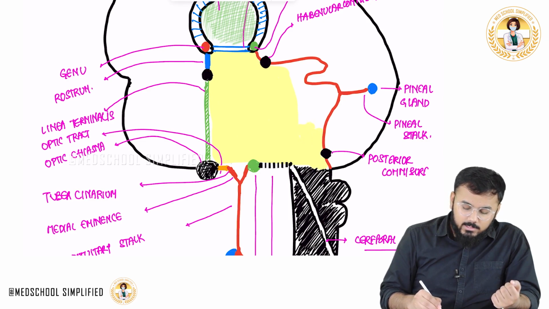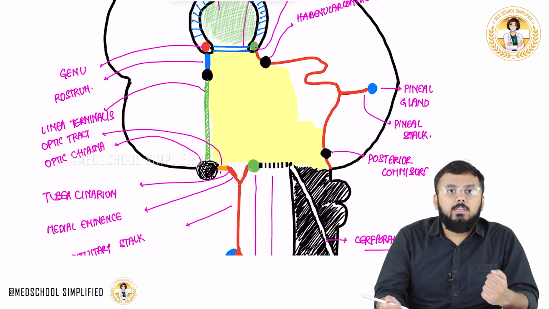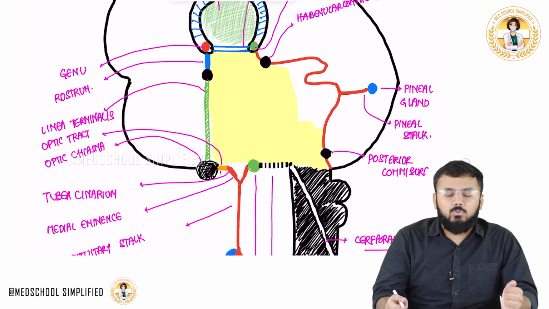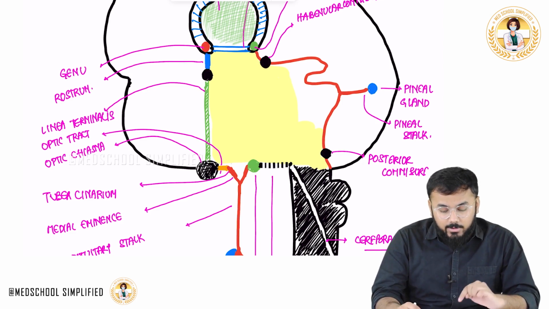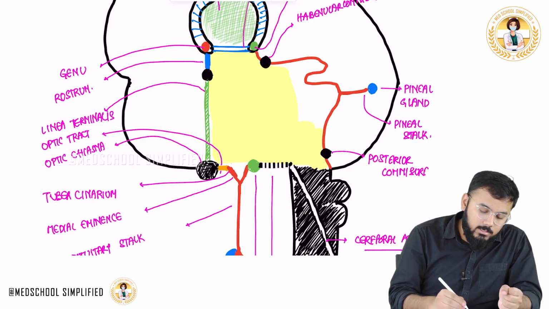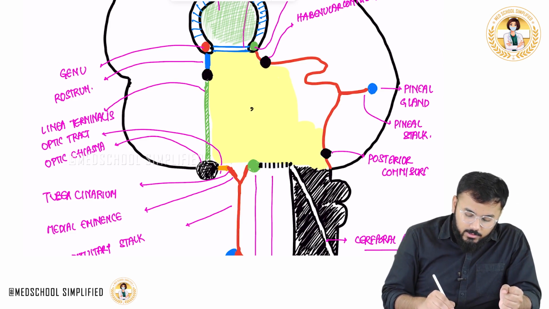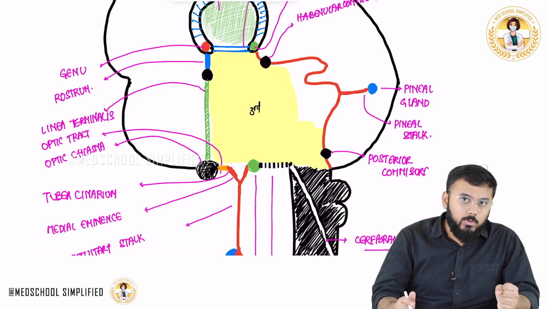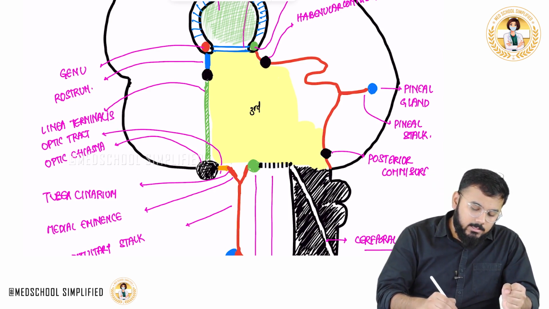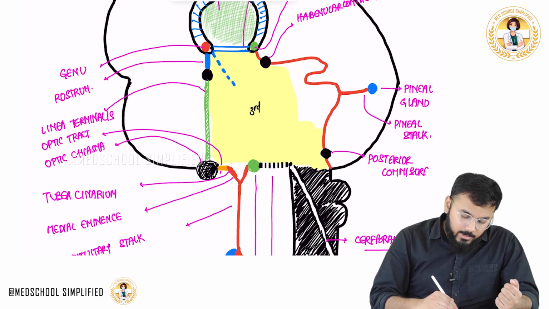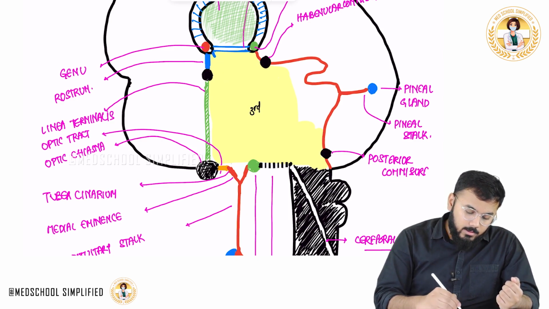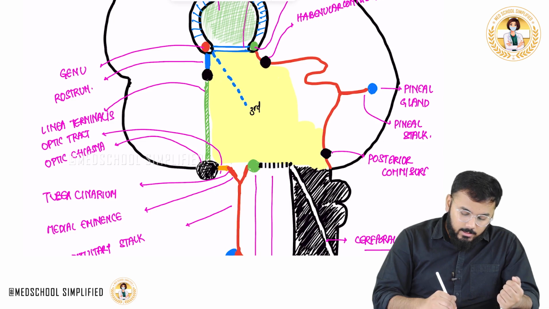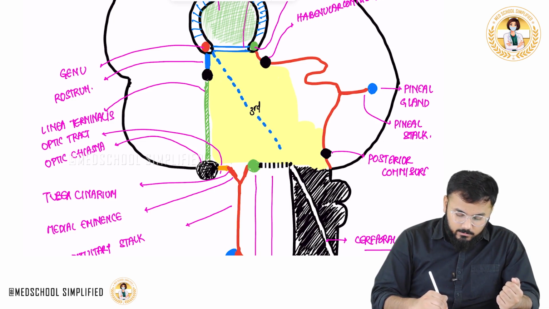You see this cavity? This cavity is nothing but called the cavity of the diencephalon. So this is what is called your diencephalon or cavity of the third ventricle. Okay, so this is your cavity of the third ventricle. Now what I am doing is that I will divide this third ventricle into two halves like this.